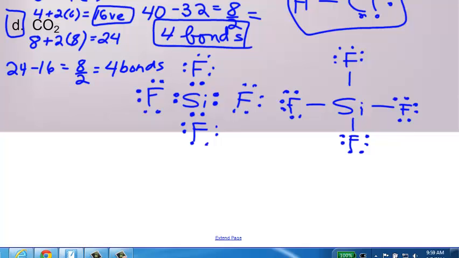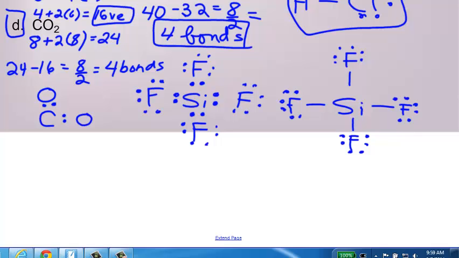So you put the element that there's fewer atoms of, that has the lower subscript, in the middle, and then you put the other elements around it. Now, we need to share 4 pairs of electrons. So we do 1 pair there and 1 pair there. But we still need to share 2 more. So this is going to be what's called a double bond.